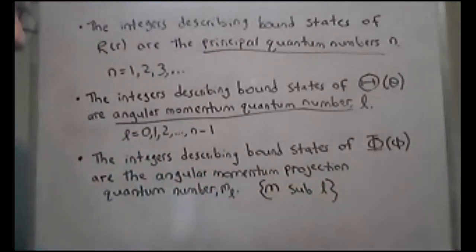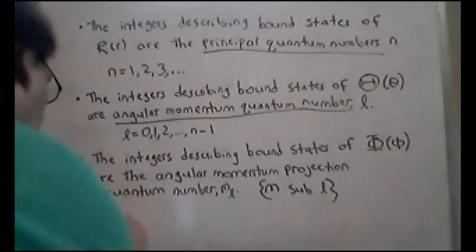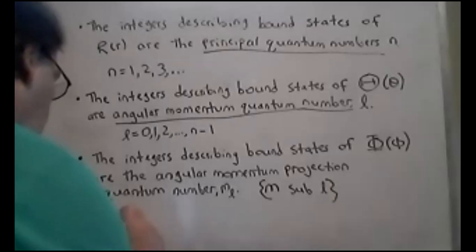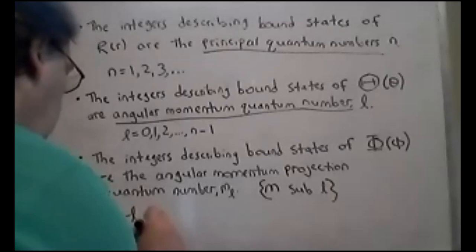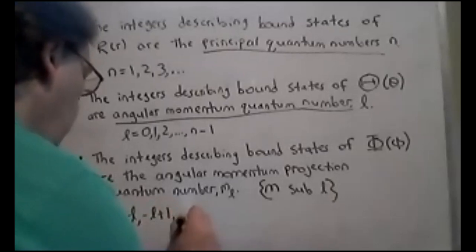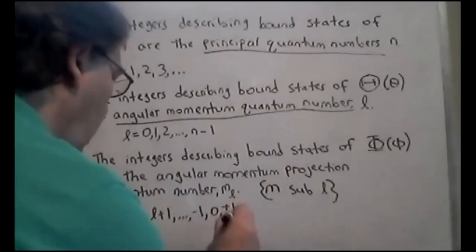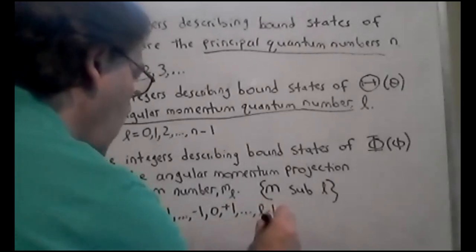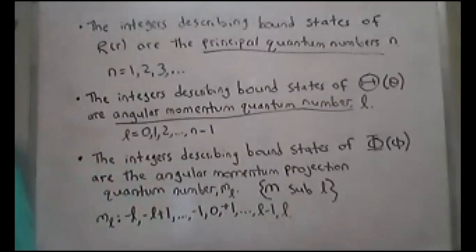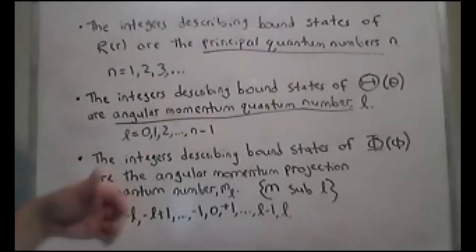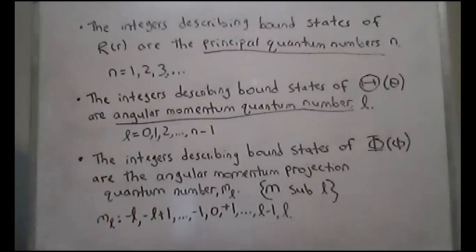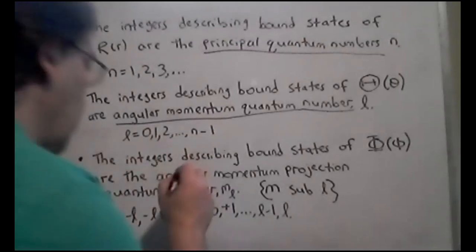All right. Now, what are the possible values of M sub L? Again, it's integers. M sub L can go all the way from negative L, negative L plus 1, dot, dot, dot, negative 1, 0, positive 1, dot, dot, dot, to L minus 1, all the way to L. It ranges from negative L to L. All right. There's a dependency in all of these quantum numbers. Again, this is the angular momentum projection quantum number. I'm going to talk about physically what all of these mean. It directly progresses from my previous video, but all of these have physical meaning.